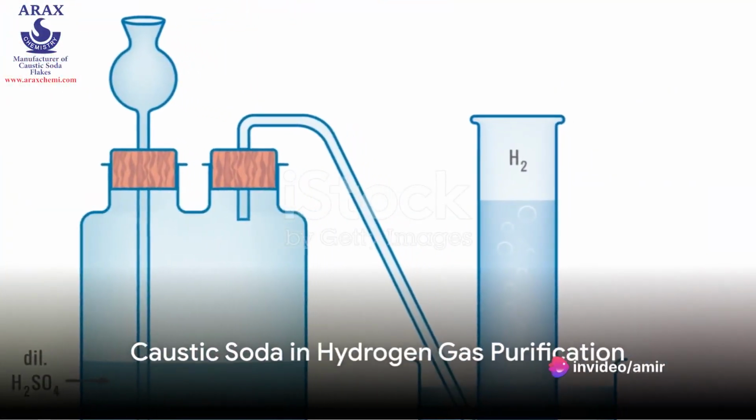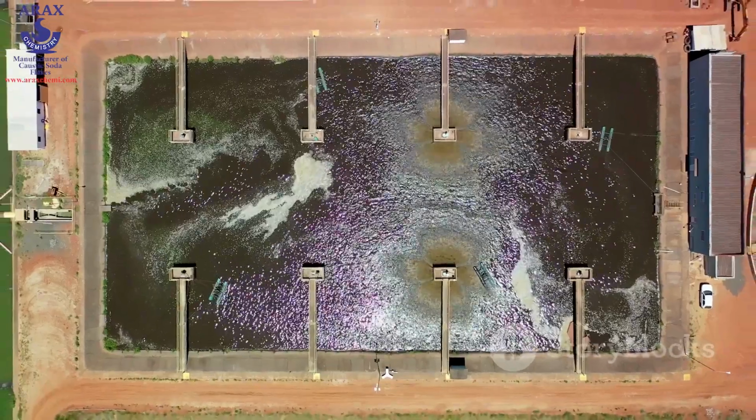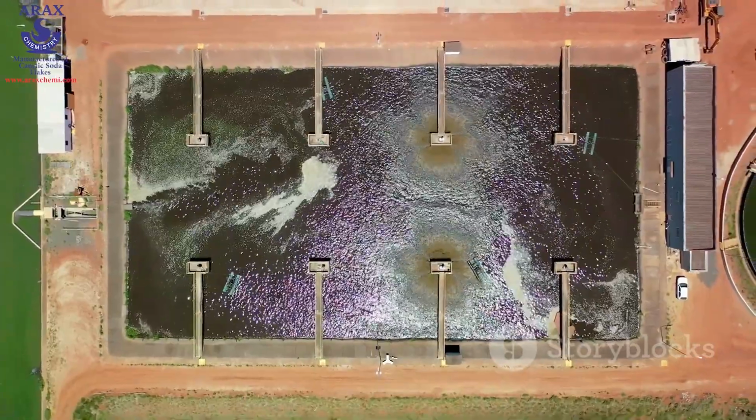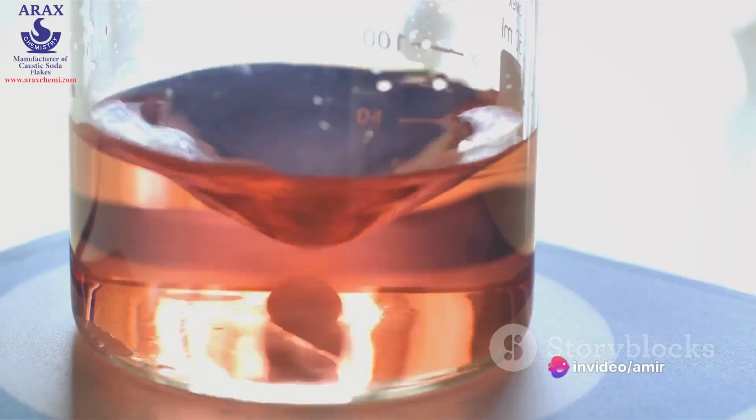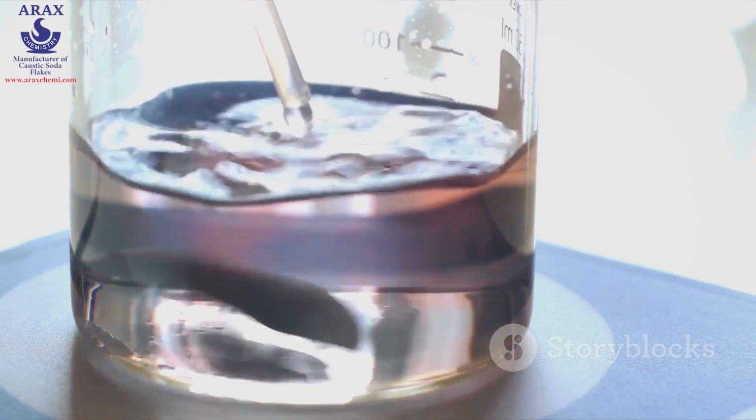Now, consider the production of hydrogen gas. It's not as pure as you might think. It often contains impurities like carbon monoxide, methane, and sulfur compounds. Here's where caustic soda steps in again, removing these impurities through a series of chemical reactions. This includes the water-gas shift reaction, methanation, and absorption of sulfur compounds.